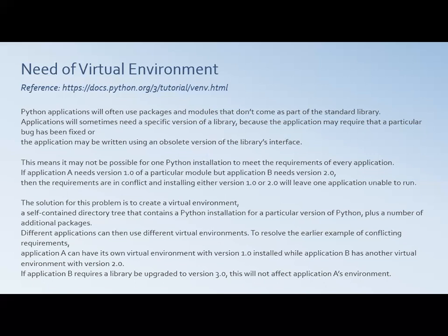So the solution for this problem is to create a virtual environment, a self-contained directory that contains a Python installation for a particular version of Python. We are isolating one environment for a particular program or application so that it works on that particular version. So different applications can use different virtual environments. Let's say application B has its own virtual environment with 2.0 and application A has its own virtual environment with 1.0. We will see detailed information in the coming slides.